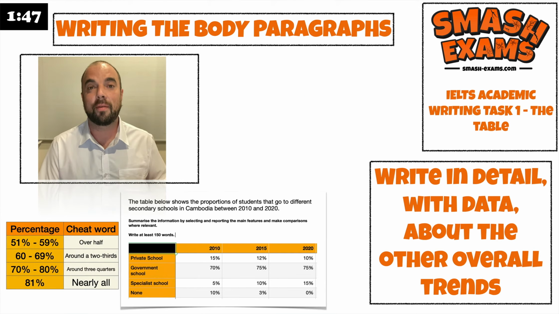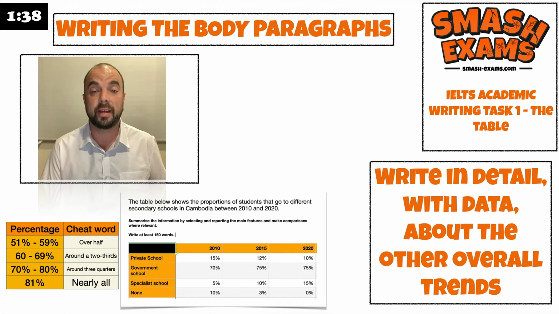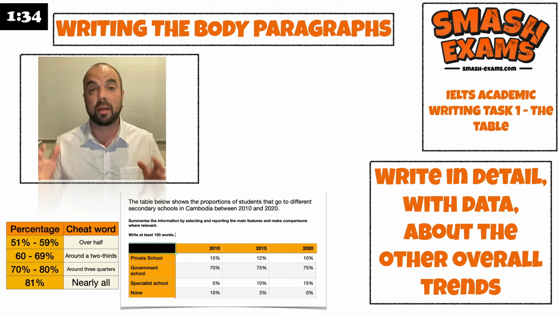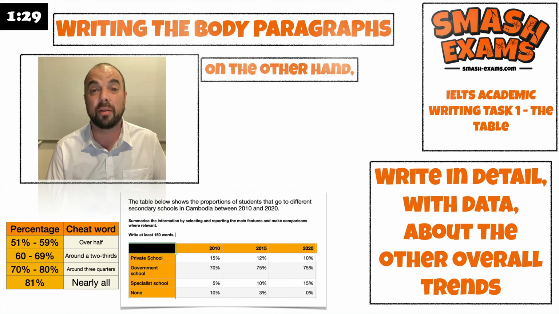The second body paragraph, you should talk about your other group of data. So in this one, I will be talking about the students that don't go to school at all and the ones that attended private school. I always like to start the second body paragraph with a linking word or a cohesive device. So for this one, I've chosen on the other hand.